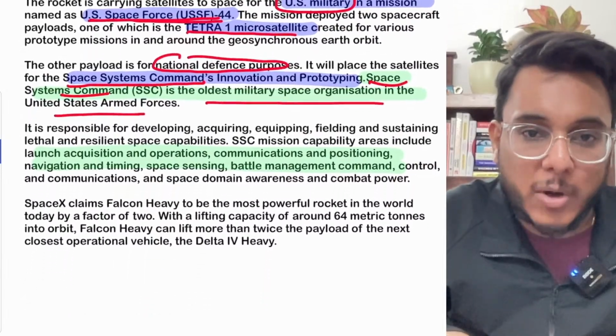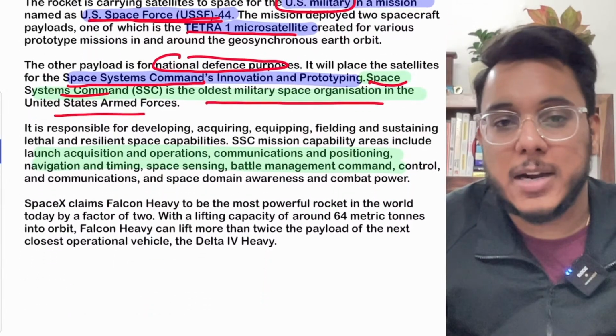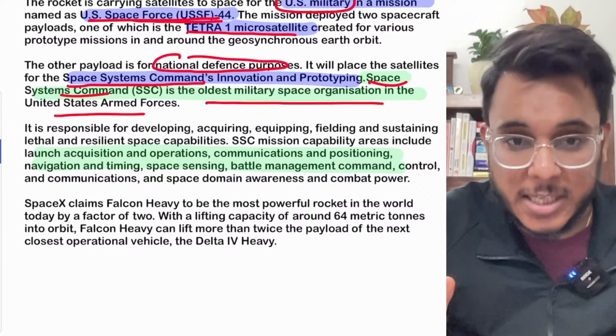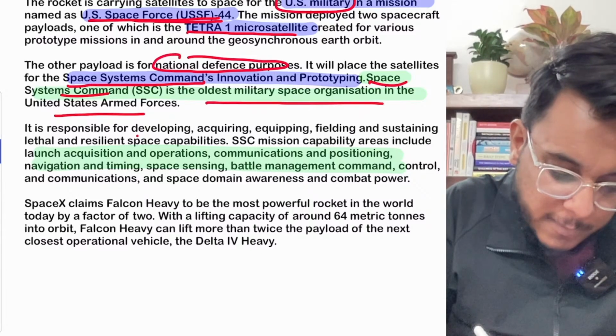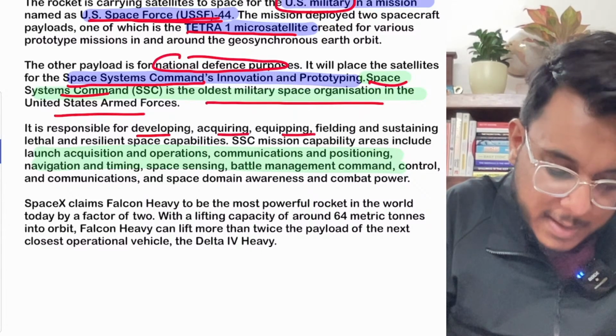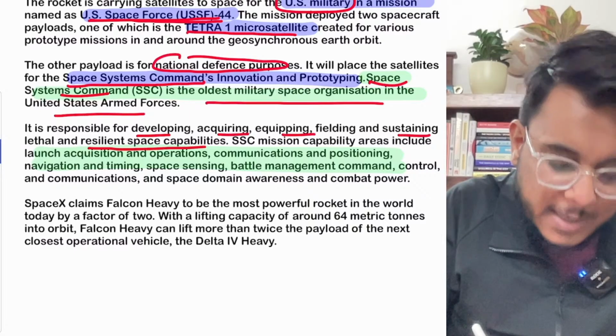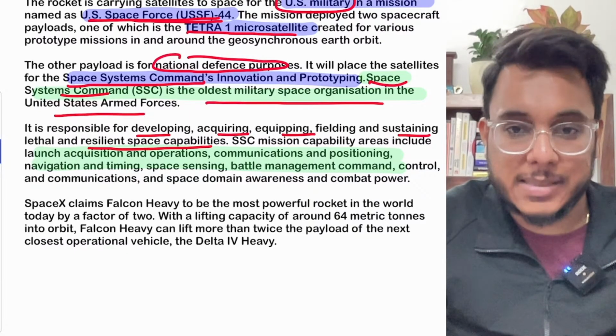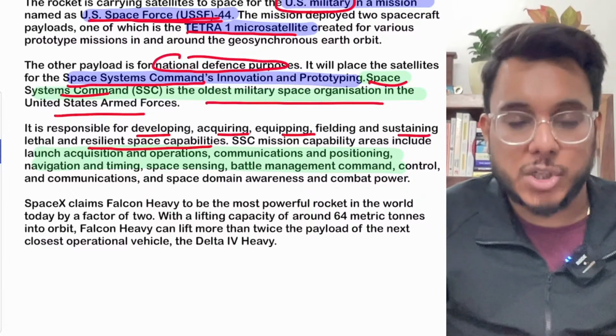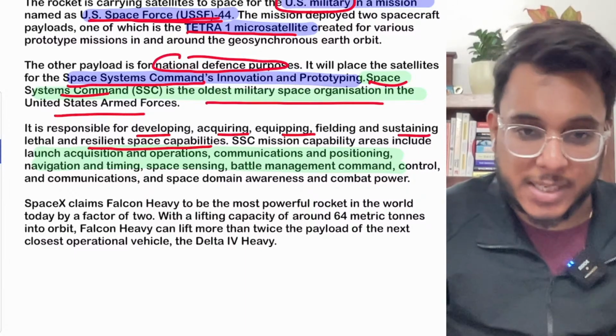Now, when we talk about this Space Systems Command of the USA, which is the military space organization, it is responsible for developing, acquiring, and equipping the space capabilities. Is it clear? For that, they launch the missions, satellites, etc.